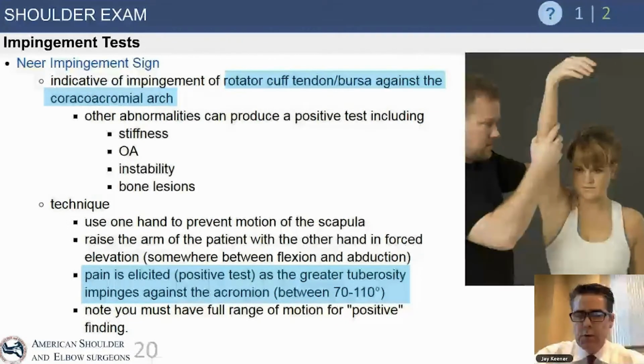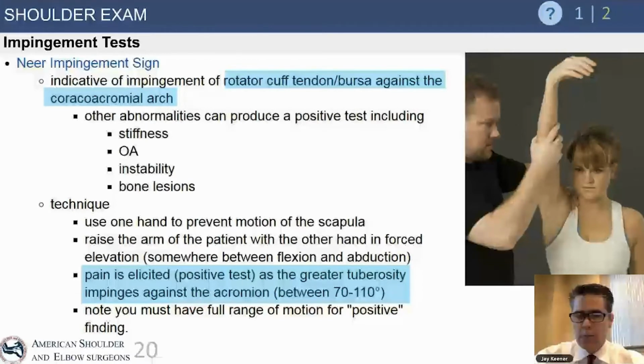Some of the special tests that we do in the shoulder exam: this is the Neer impingement sign, and it's indicative of basically inflammation in the rotator cuff tendons and the subacromial bursa. We're all kind of familiar with this test, but it's important to review how to do it correctly. So basically, the examiner is standing to the side of the patient. Their hand is on the scapula.